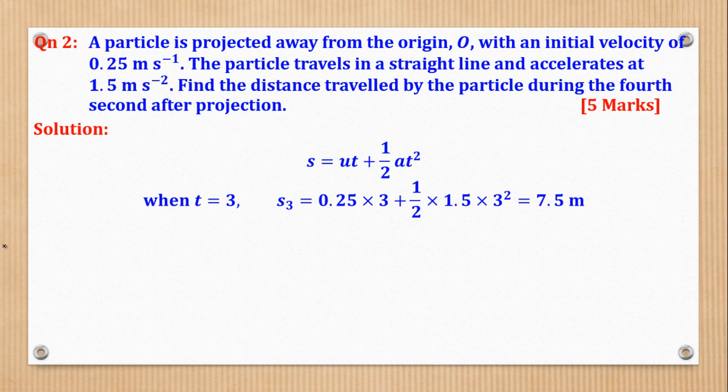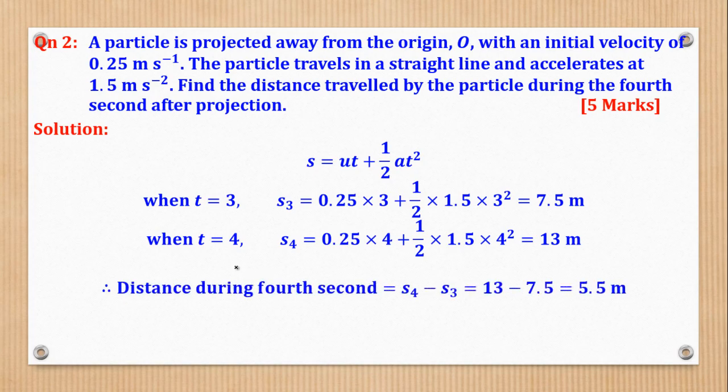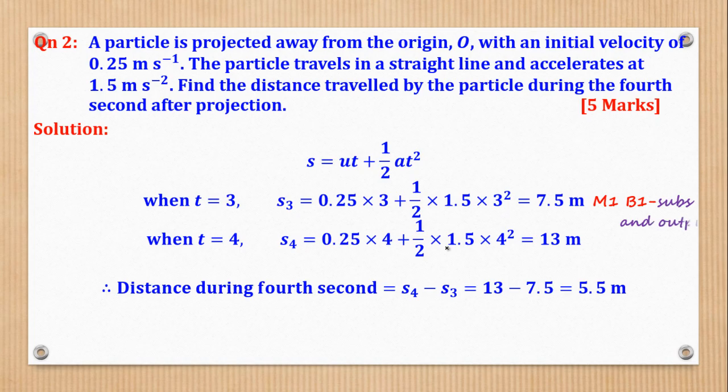So first get the distance moved up to t equal to 3, which is that. Then the distance moved up to t equal to 4, which is that. When I subtract the two, I'll come up with the distance moved from t equal to 3 up to t equal to 4. So this S3 is the distance moved from 0 to 3. S4 is the distance moved from 0 to 4. So if I want the distance moved from t equal to 3 to t equal to 4, I'll have to subtract. And that is what they wanted.